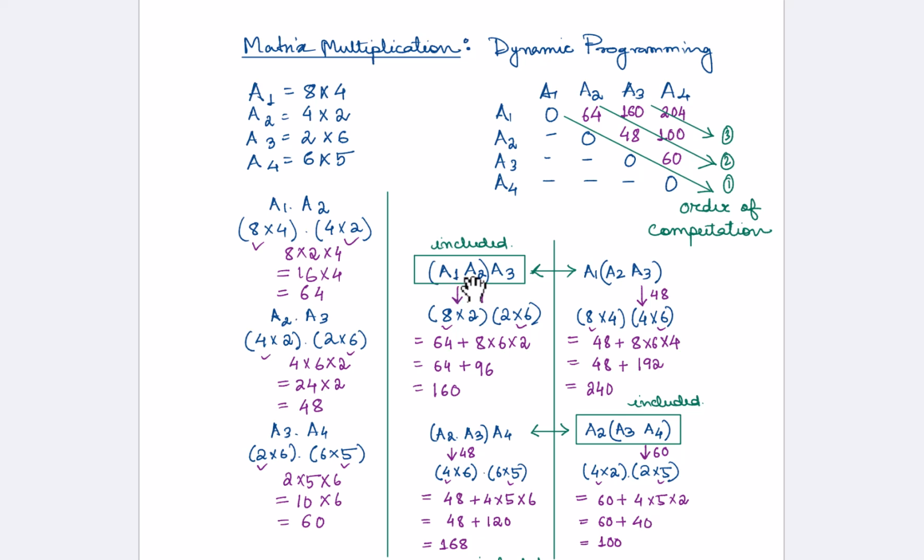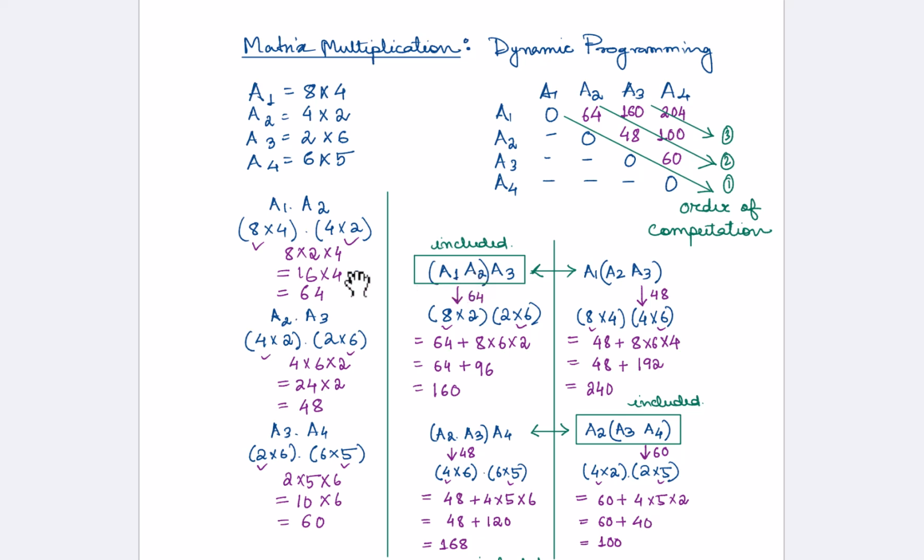Now for A1 into A2, then with A3, how we do it: for A1 and A2 we already have the result. If you look into the extreme left column, the calculation is already done. So we have 64 here, so we directly take 64. Now once we take 64 for the next calculation, we also have to write down the dimension of A1 into A2. The result that I got from A1 into A2 will also be a matrix and that matrix will also have a dimension.